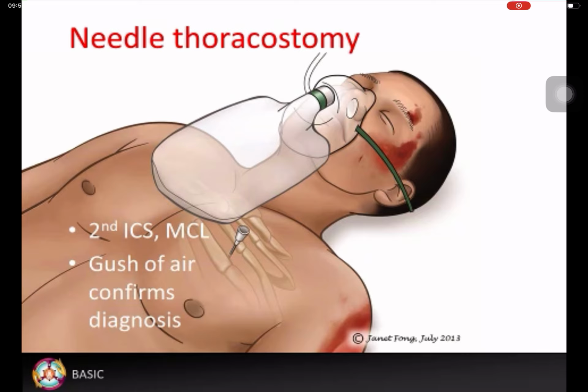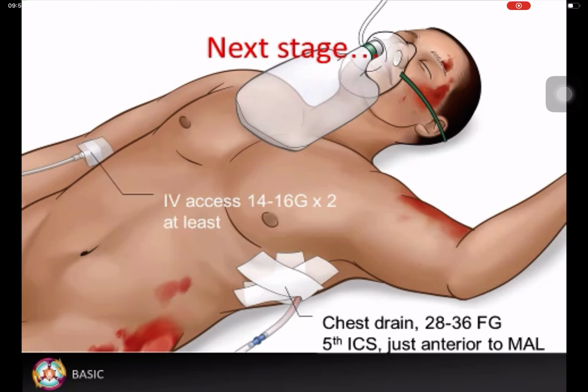So you perform a needle thoracostomy in the second intercostal space in the midclavicular line, and the diagnosis is confirmed by a gush of air. Remember, a chest drain should always be inserted following a needle thoracostomy. Typically in trauma, a 28 to 36 French gauge drain is inserted in the fifth intercostal space just anterior to the mid-axillary line. Of course, it is also important in trauma patients to obtain large bore IV access.